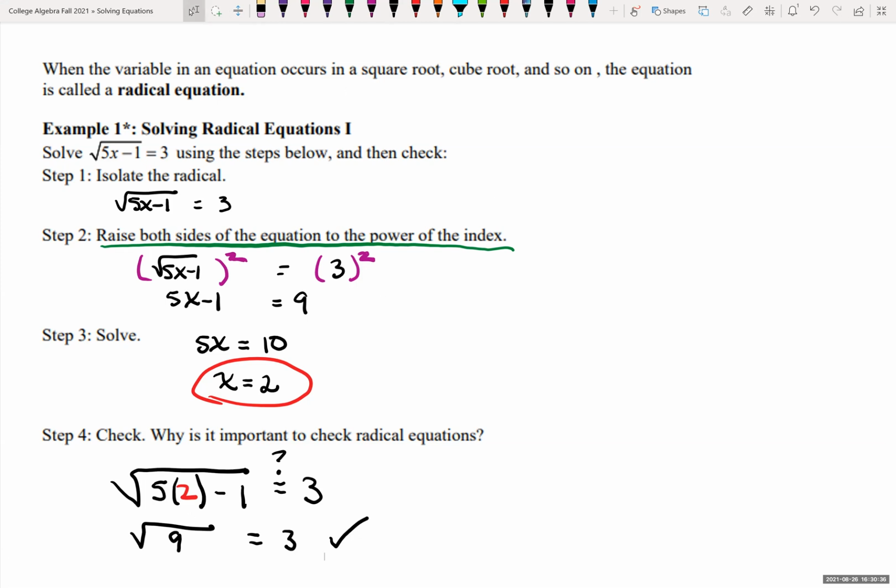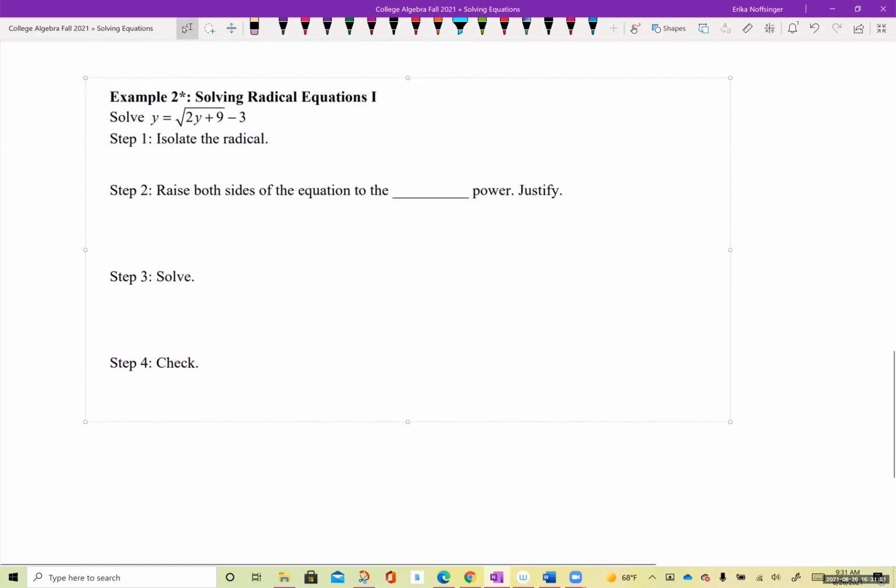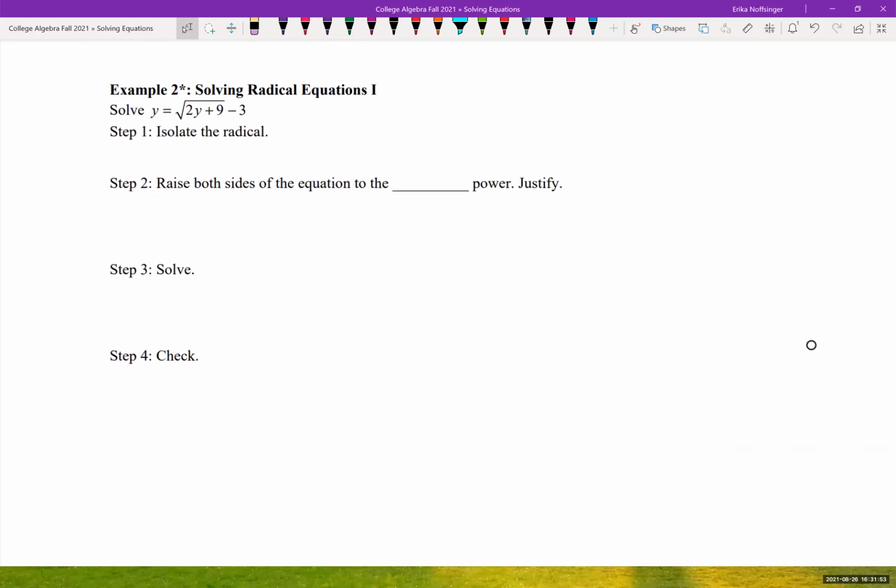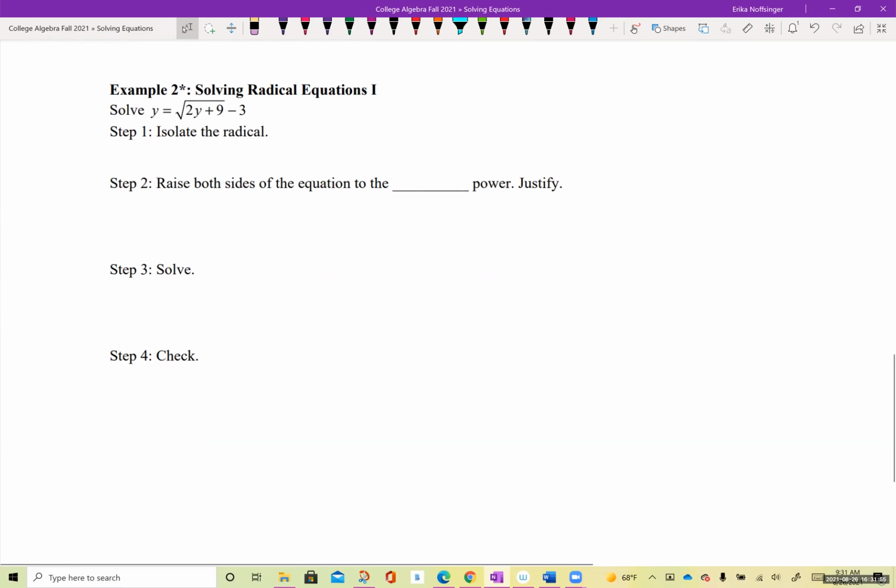So let's pull another example. And this one again is from the notes. Okay, so for our next example, we want to solve for y, and we have y is equal to the square root of 2y plus 9, and then get out from underneath the square root, and then we have a minus 3. So first thing we want to do again is isolate our radical. In this case, our radical is not isolated. And I noticed because we have that minus 3 over here.